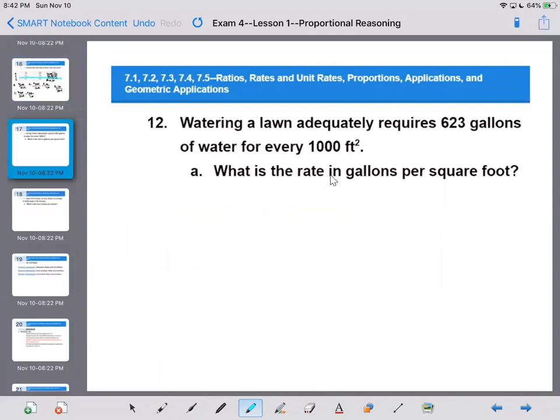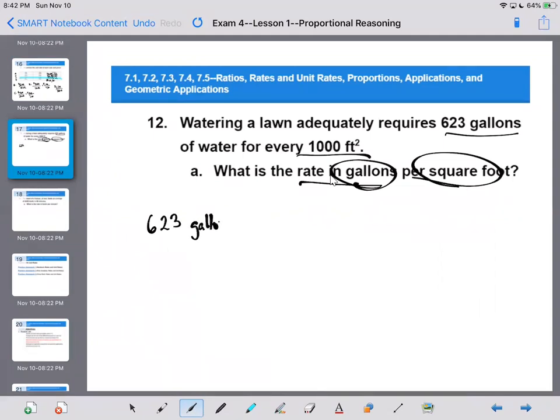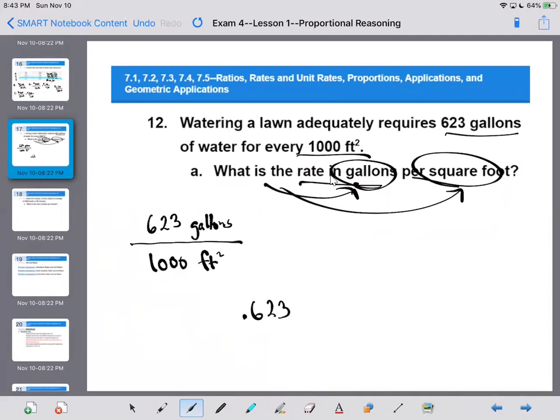In this case, watering a lawn adequately requires 623 gallons for every 1,000 square feet of water. So what's the unit rate in gallons per square foot? So I want to take 623 gallons. That's going to be in the numerator. That's what I read first. What did I read second? 1,000 square feet. Well, 623 thousandths would be 623 thousandths gallons per 1 square foot.